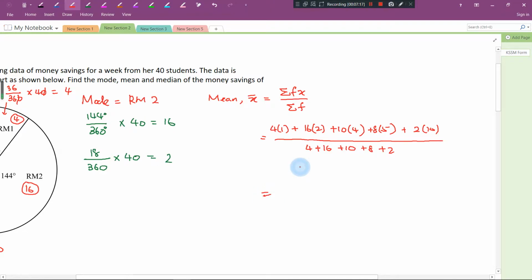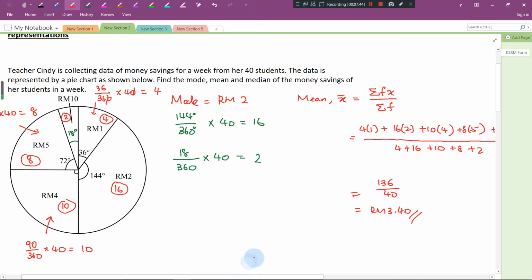Okay, now we can start to calculate. 4 times 1 will be 4 plus 16 times 2 plus 10 times 4 plus 40 plus this is 20. Okay, you will be able to get 136 divided by 40. So the answer is RM3 ringgit and 40 cents. So this is the mean for this question.